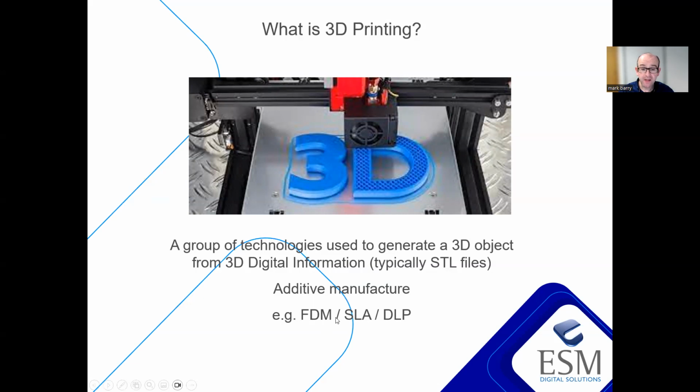FDM is, I suppose, one of the most accessible 3D printing solutions. It's great. You've got a plastic thread fed through a nozzle, it's heated up, and effectively the shape is woven out of that near melting point plastic. Not really practical for dental applications, models perhaps, but beyond that, not really.